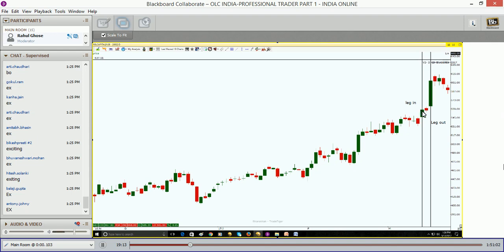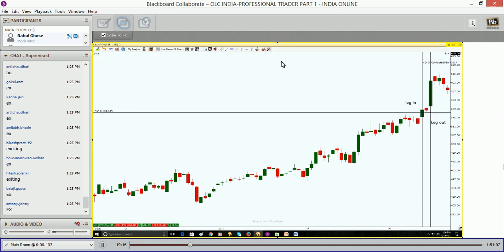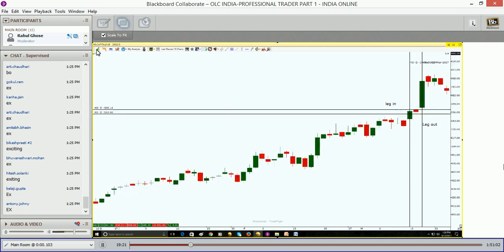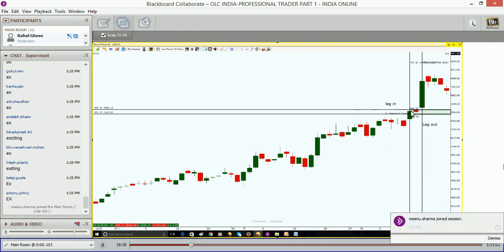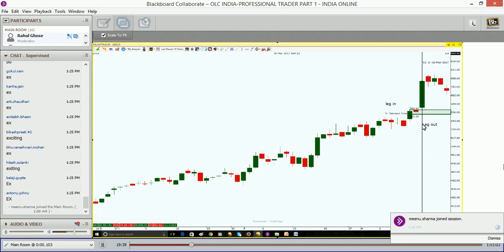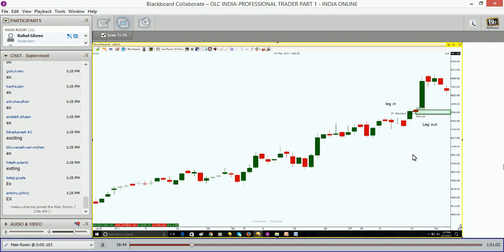I take the lowest wick of the lowest base to the highest body of the highest base, go to the top left corner of the screen and mark my demand zone over here. I remove this line, and I remove this line. This becomes my demand zone in Reliance Capital.